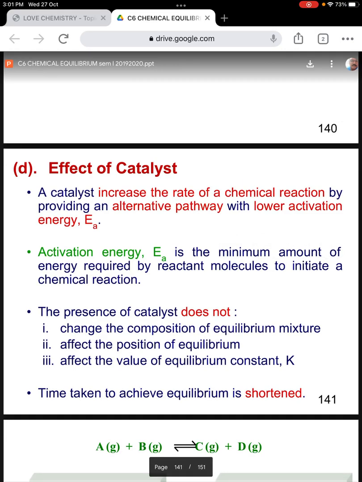Alright, we shall continue with the next factor, effect of catalyst. A catalyst increases the rate of chemical reaction by providing an alternative pathway with lower activation energy. Activation energy is the minimum amount of energy required by reactant molecules to initiate a chemical reaction.